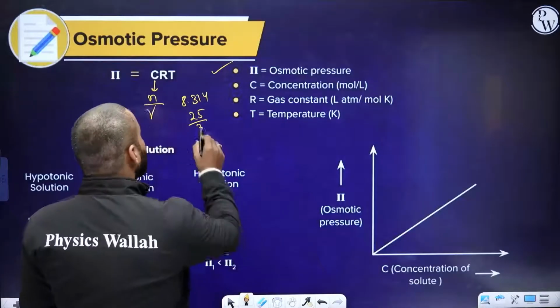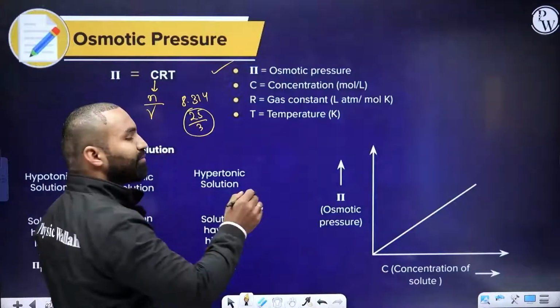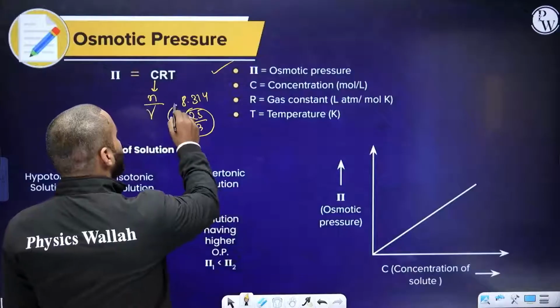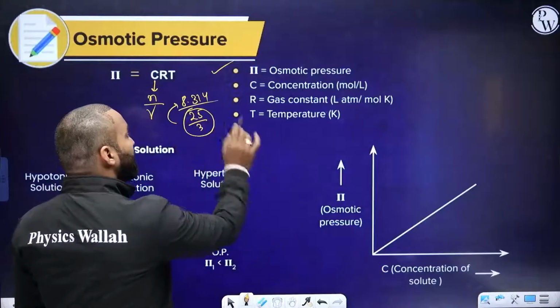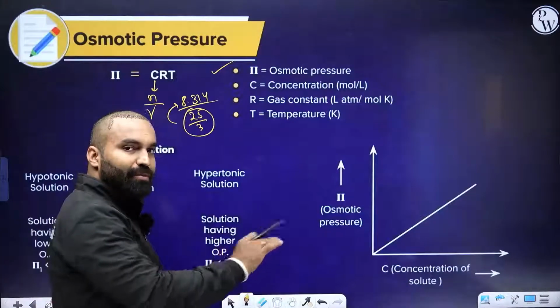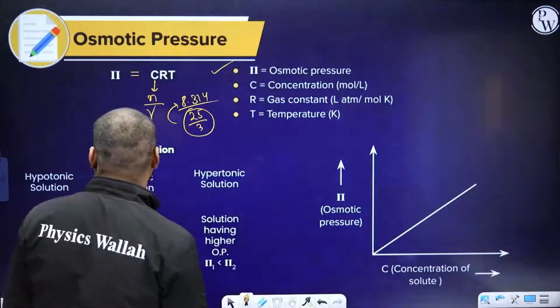or you can use 25 divided by 3. If you are using 25 divided by 3, your answer will be a little bit here and there. So you need not worry. Since you are approximating the value 8.314 to 25 by 3 for easier calculation, your answer will be a little bit here and there. You need not worry about that.